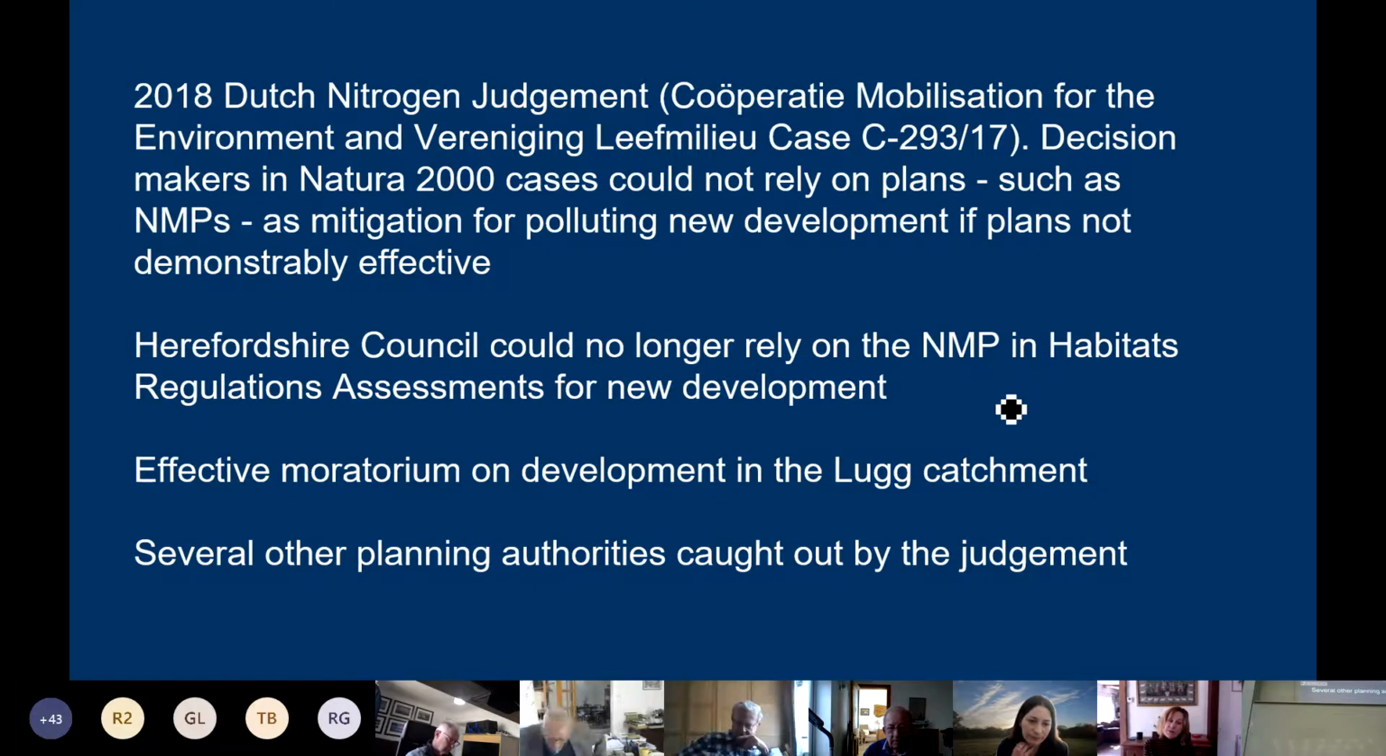Because the Lugg was the worst affected, the council imposed an effective moratorium on development in the Lugg catchment, which is still in place, as did several other planning authorities that were caught out by this judgment, in particular in the Solent and the Somerset Levels. And in fact, the government wrote to, I think, about another 42 or 43 councils last week, warning them that they are also at risk under this judgment because of the risk of additional nutrients going into Natura 2000 catchments. Next slide, please.